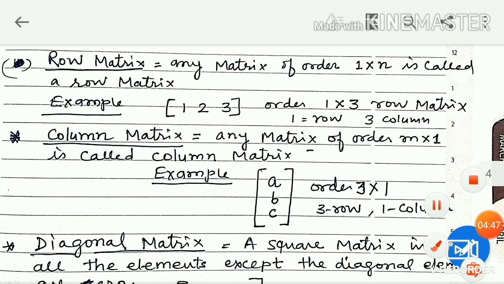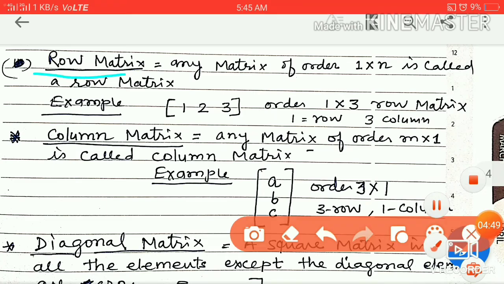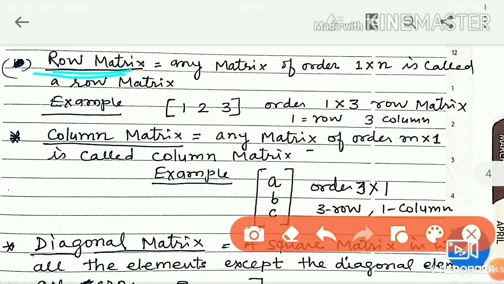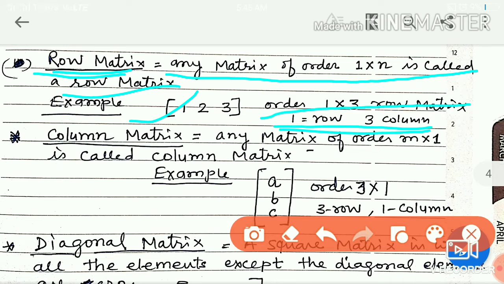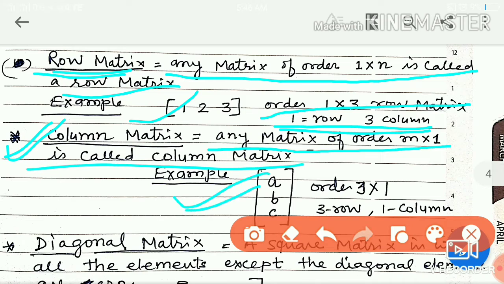Now the row matrix. What is the row matrix? A row matrix means we have the elements in a row only. Any matrix of order 1 into n is called a row matrix. The example I have given you is 1, 2, 3. This is a 1 into 3 row matrix, with 1 row and 3 columns. A column matrix means any matrix of order m into 1. Here the example is A, B, C in 1 column only, so the order of this matrix is 3 into 1, with 3 rows and 1 column.